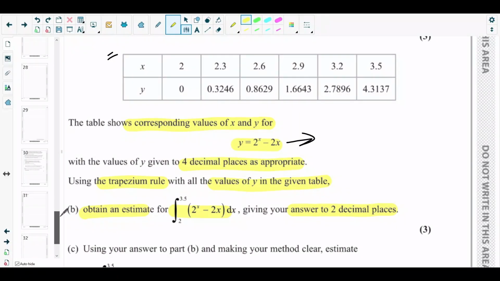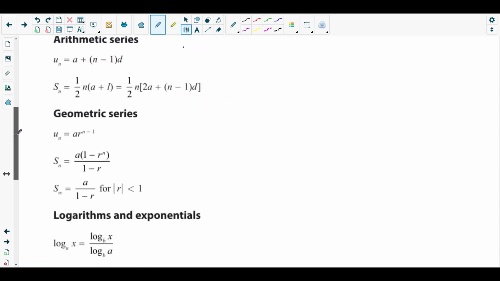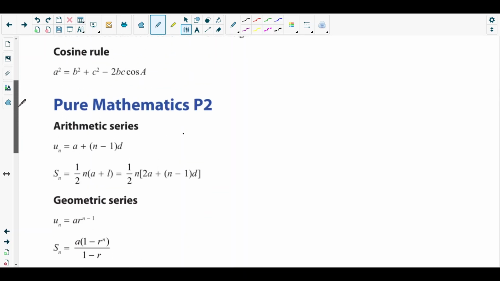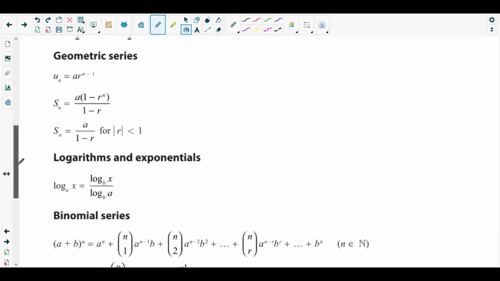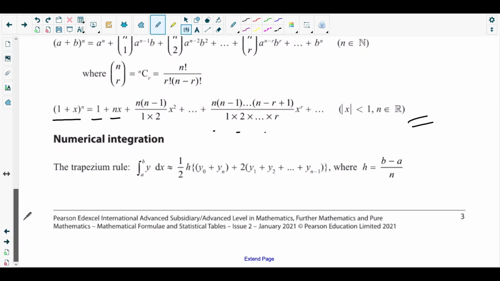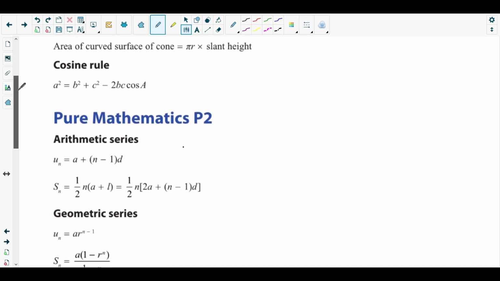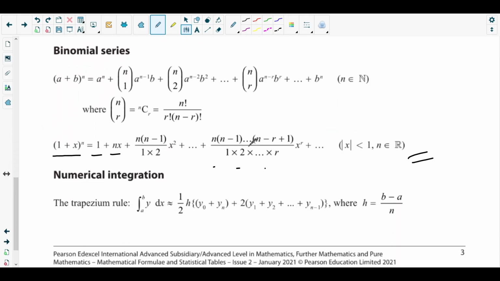The formula for the trapezium rule will be given in the formula booklet, so no worries there. It's not given here, wait, I think it's given on the next page. Yes, in the numerical integration section it is given. I couldn't see this before, so it's basically given here, the trapezium rule.